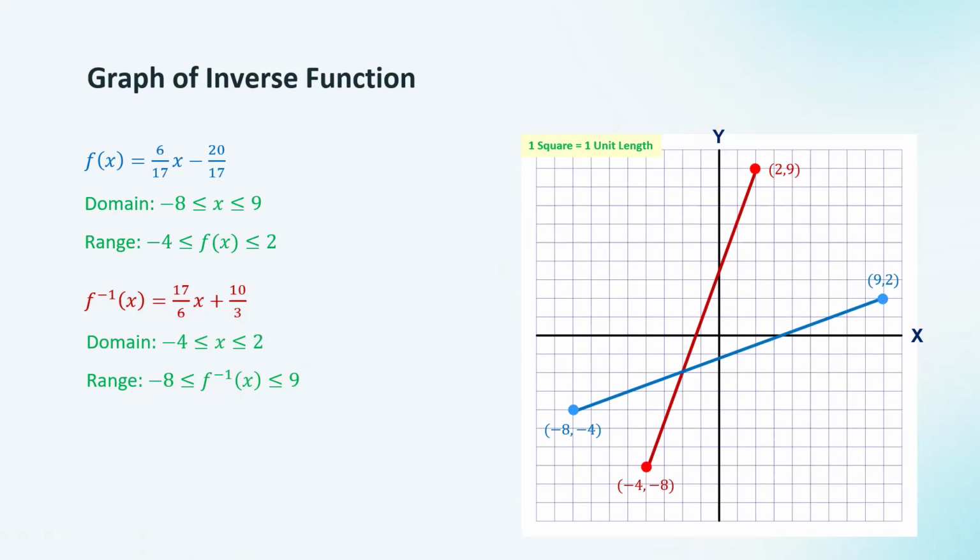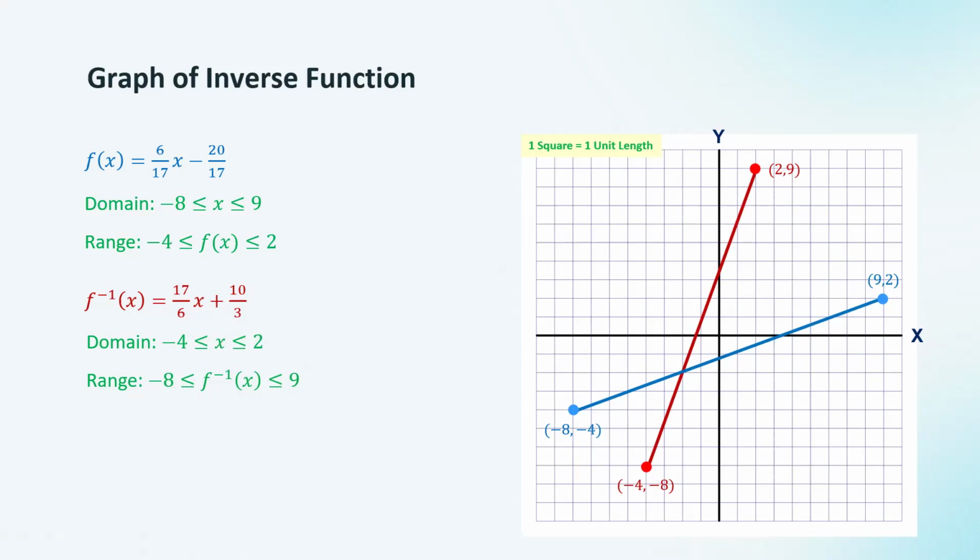Now here's the question though. Is there any special pattern? Is there any special relationship between the graph of the original function and the graph of the inverse function? We can try to take a guess. We can try to think of it a little bit. And now I will reveal the answer.